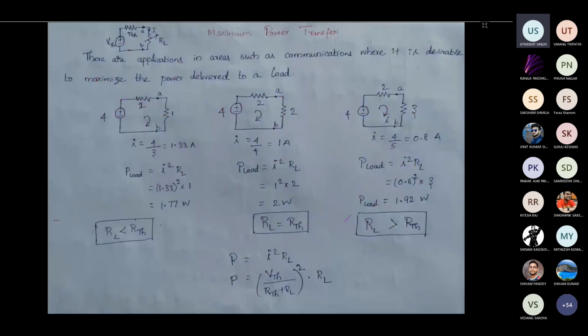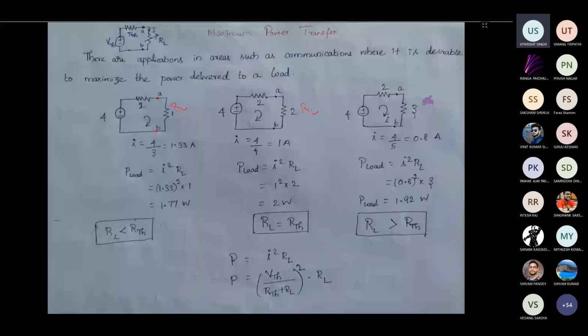So the maximum power transfer theorem, this is the last topic of our subject. Here, consider these three circuits. These are very simple circuits. Among these circuits, the resistor which is connected across the terminals A and B is called the load resistance. This is the load resistance. This is also load resistance. This is also load resistance.